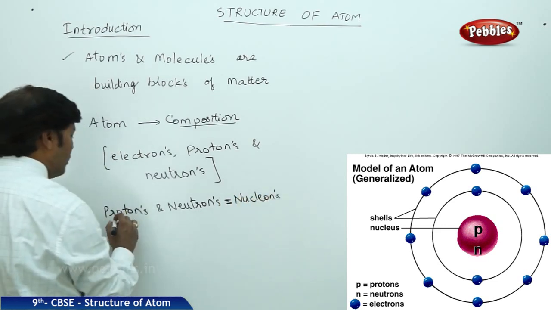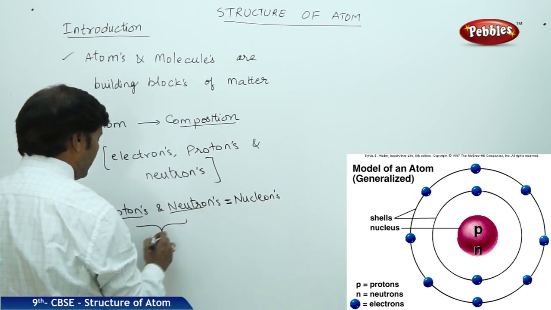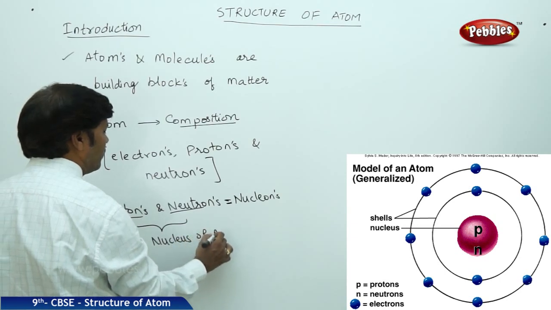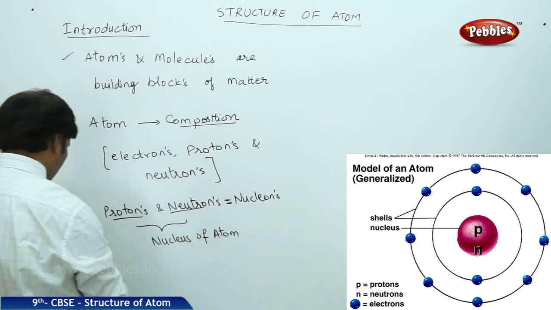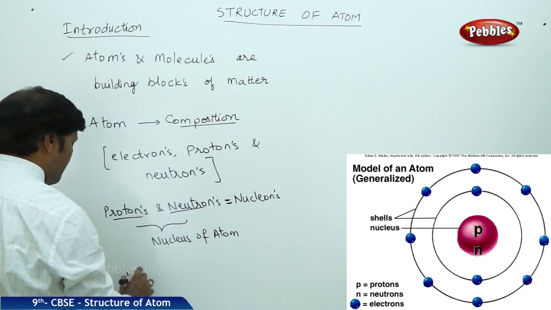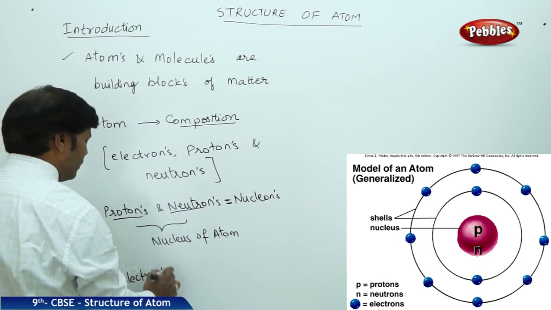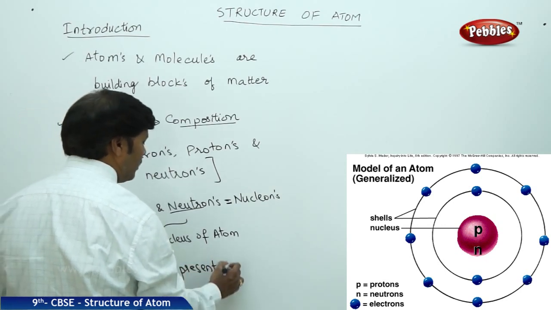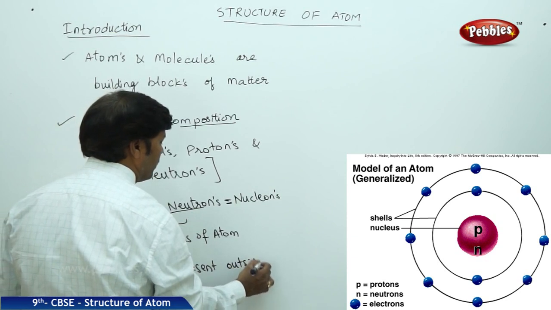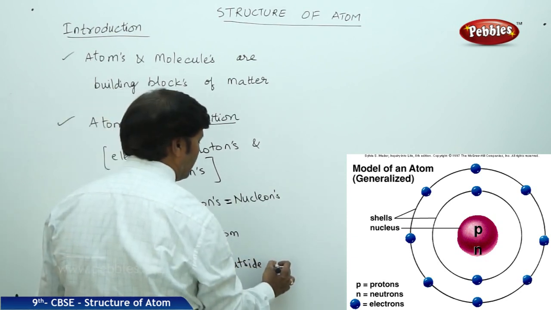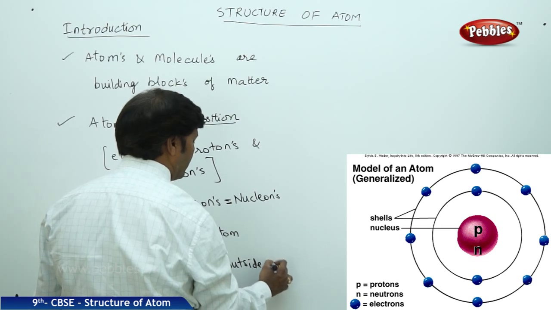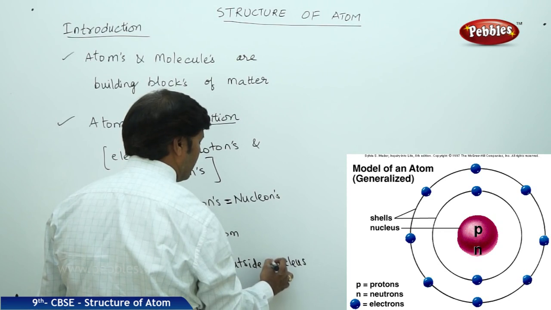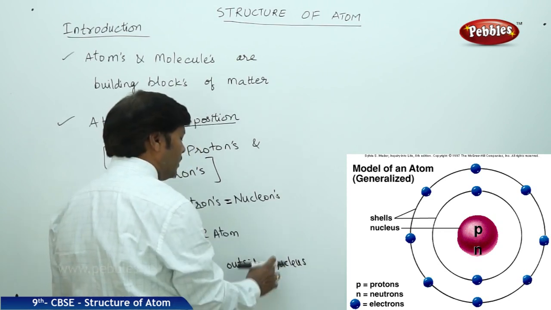and these protons and neutrons together are present in the nucleus of the atom. And you know very well that electrons are present outside the nucleus.